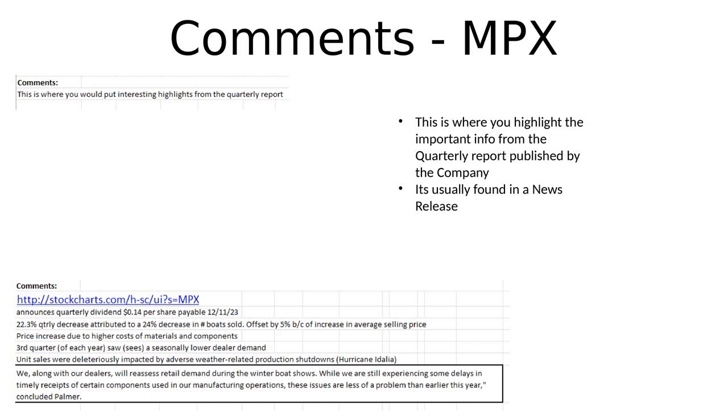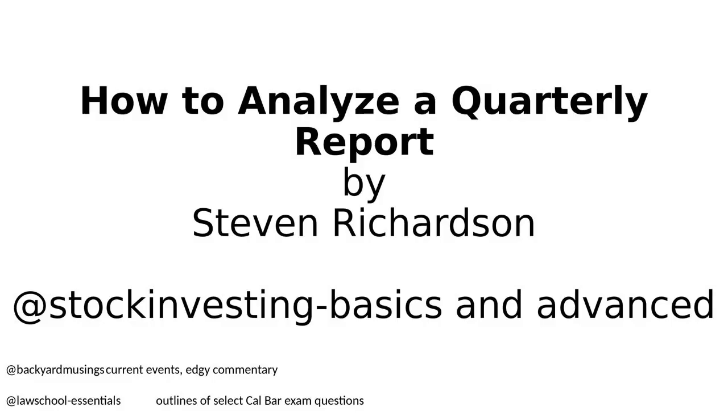So I've said here they announced a quarterly dividend. I put where you can find the stock chart and quarterly dividend and when it's payable. Quarterly decrease attributed to whatever. Price increase due to higher costs of materials. Third quarter of each year is seasonally lower, and then I put the little propaganda from the management. And so that's it. This is how you analyze a quarterly report, and you see if it's up or down, what direction it's moving, and that way you know if something's in trouble. And it's a good way to keep up with your stock.